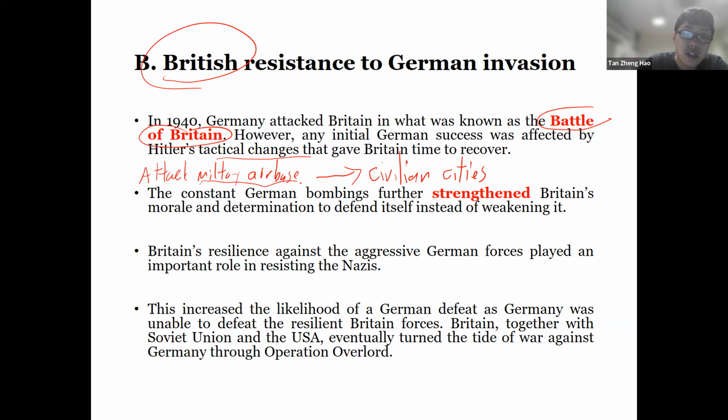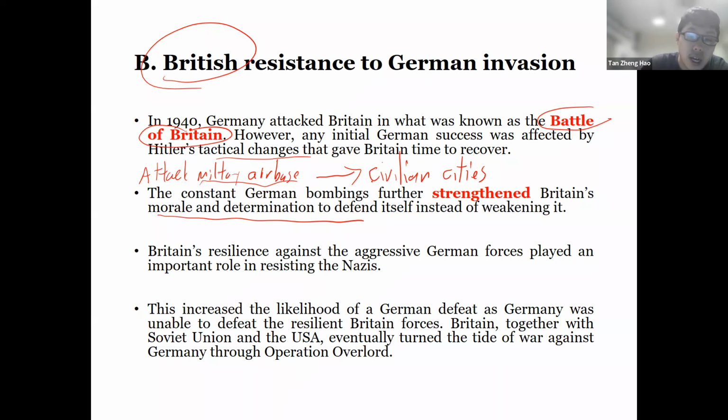At first, the British could have surrendered if their willpower was very weak, but they had very high morale and determination. Germany bombed civilian cities, but they did not surrender. In fact, they grew even stronger and said, you know, we're going to persevere and survive this. So the German offensive was basically not very successful.